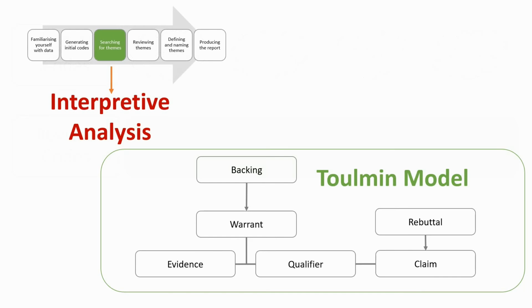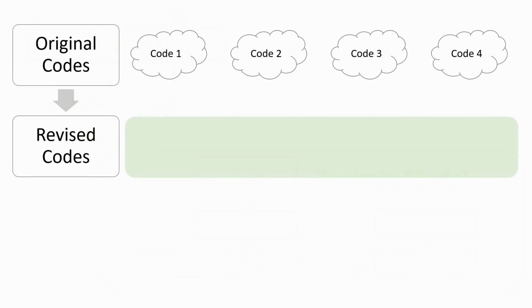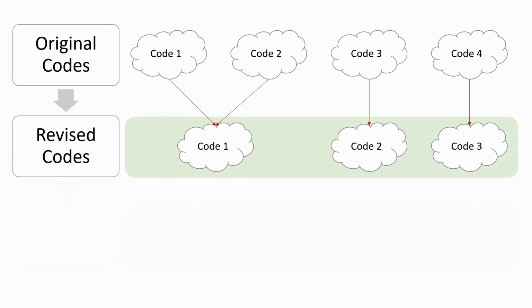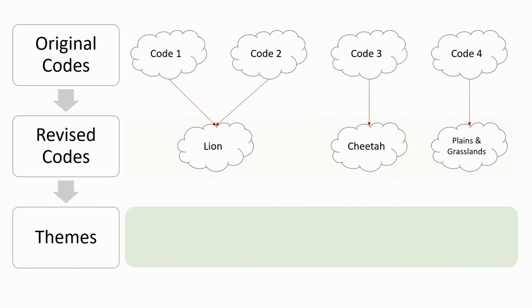To start this phase, you must first review your codes. Through this review, if you notice that there isn't enough differentiation between codes, you can combine them into a new code. Else, you can just stick to the codes you already have. Second, group your codes together into themes. Think of themes as a category that describes a group of closely related codes.